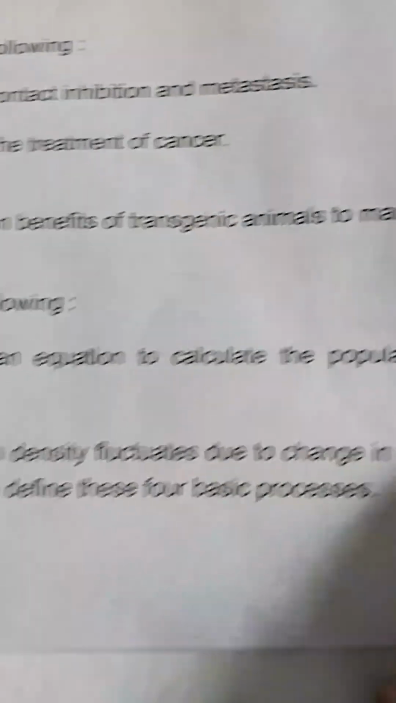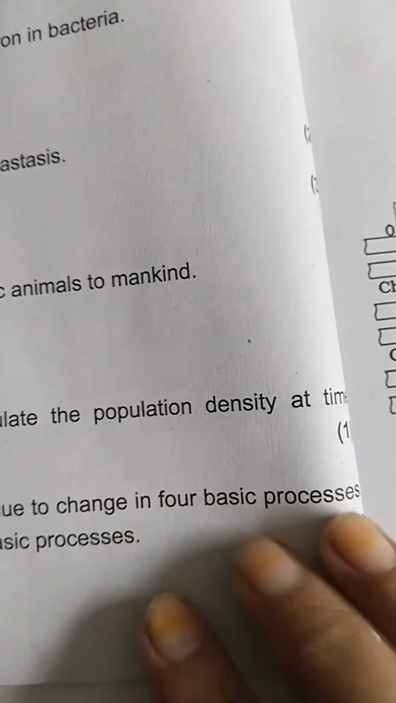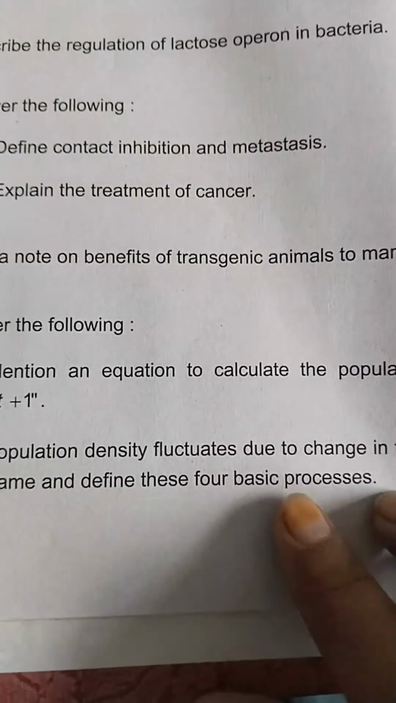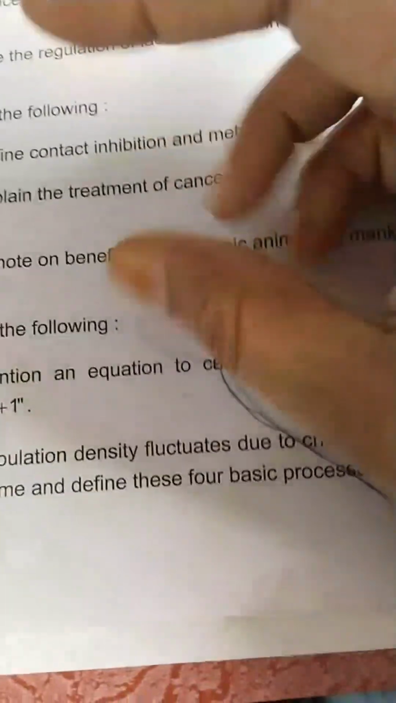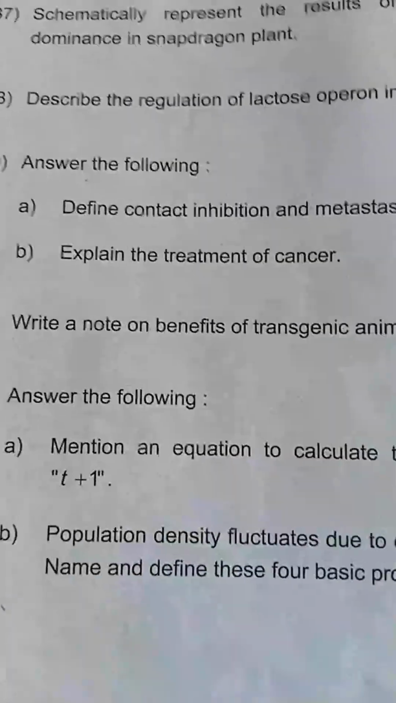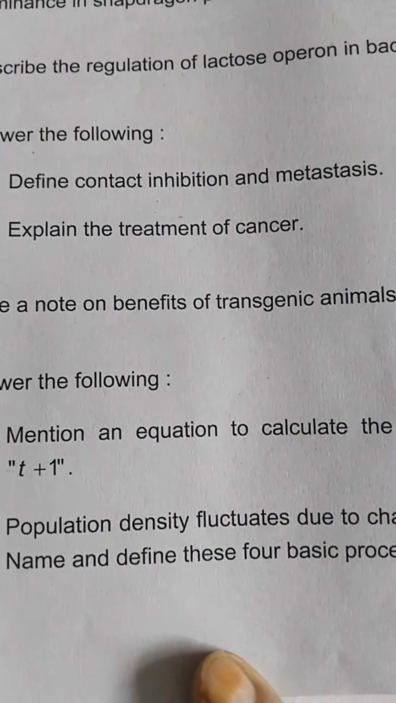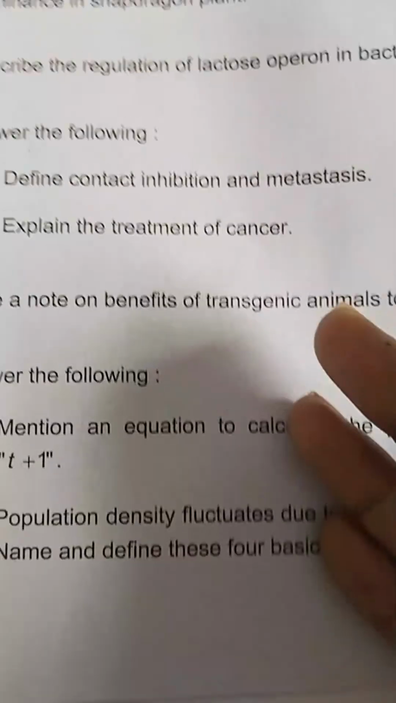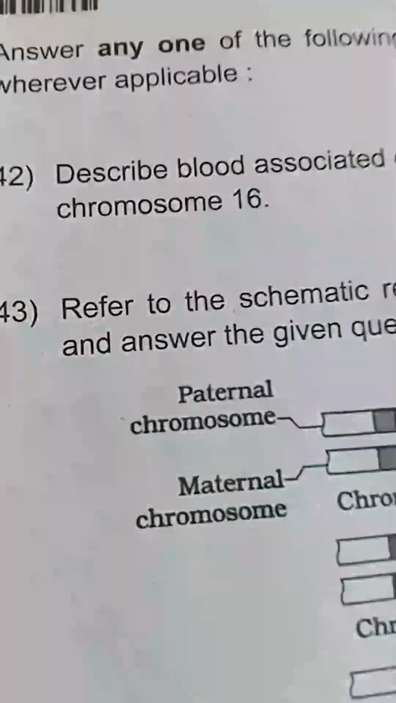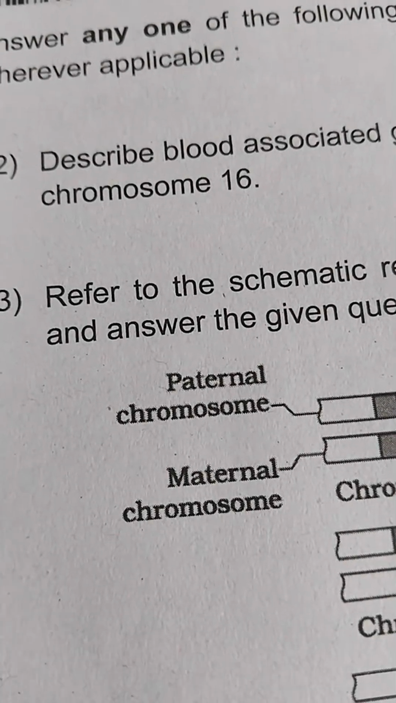Population density fluctuates due to the change in 4 basic processes. Name and define these 4 basic processes. Natality, mortality, immigration and emigration: all these 4 factors we need to explain and write their names. Next question, that is the last section.